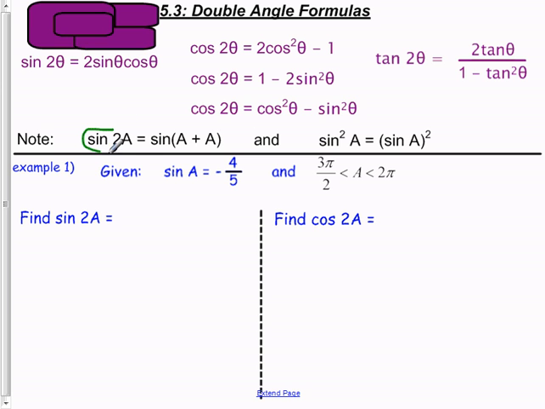Make sure you're aware of the difference between this and that. So the sine of 2a versus sine squared of a. So remember, the sine squared of a is like you're squaring the whole term. Sine of 2a means you're doubling that angle measure. It's easy if you're not paying attention to get the two of those confused.